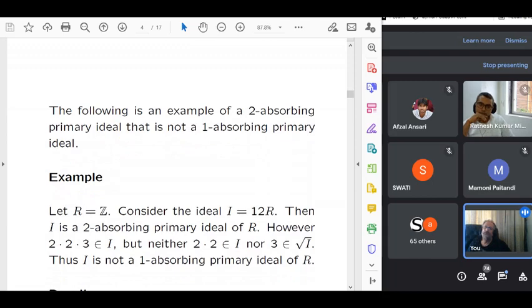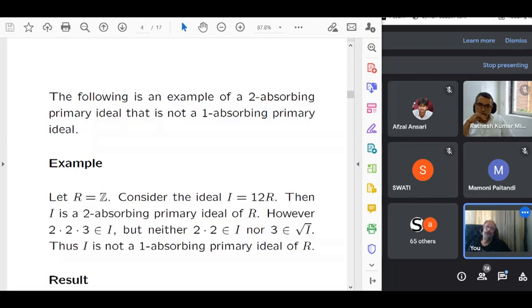Take your ring to be Z, the set of integers, and you take the ideal I = 12Z. Then I is a two absorbing primary ideal. You can check that. It is two absorbing primary because of the factorization of 12, in a way. Whenever you have a product of three elements in here, then a product of two should be here, or AC has to be in the radical, or BC has to be in the radical.